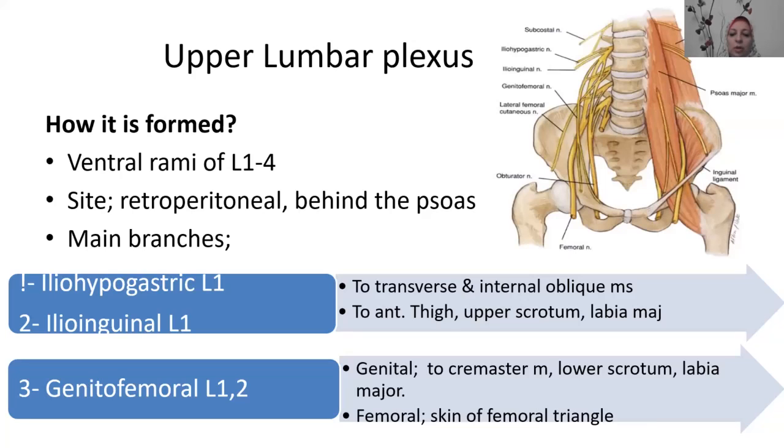The genitofemoral nerve is derived from L1 and L2 and gives two branches, the genital and femoral branches. The genital branch gives muscular innervation to the cremasteric muscle and the skin over the lower scrotum in males and labia majora in females. The femoral branch gives sensation to the skin over the femoral triangle.